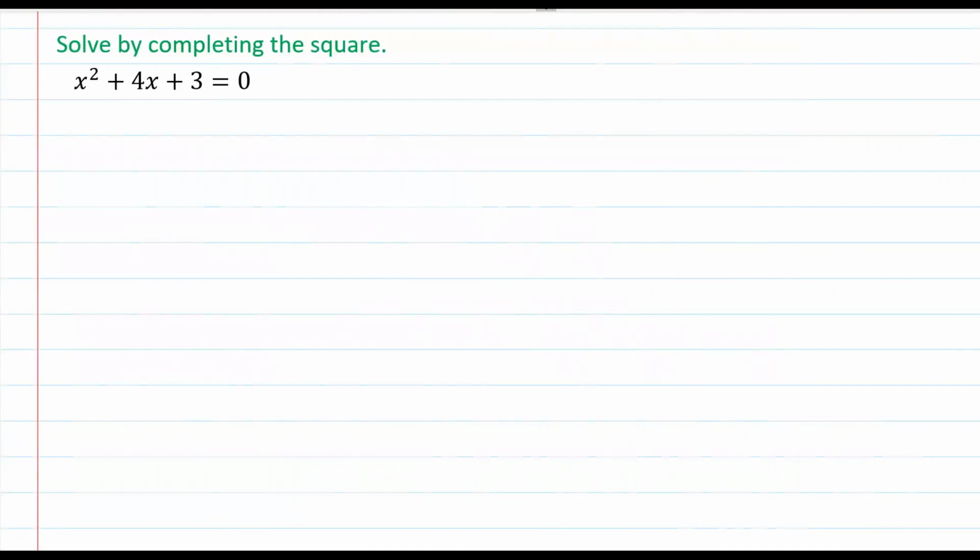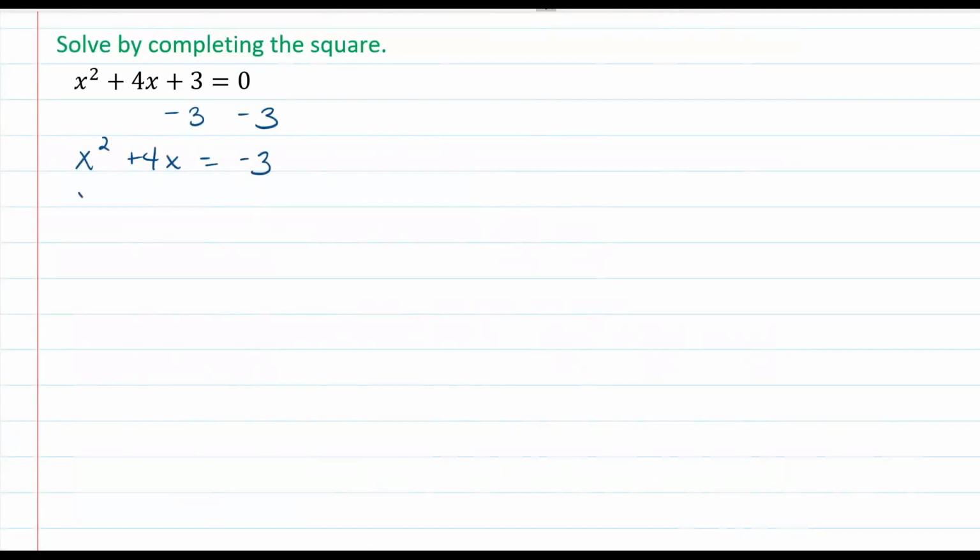Now let's solve this quadratic equation by the strategy completing the squares. So the first thing we're going to do is subtract 3 to both sides. And so we have x squared plus 4x is equal to -3. Now we don't need to divide this equation because the leading coefficient is equal to 1.